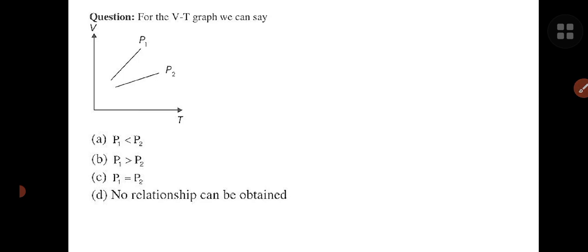For the V-T graph, we can say the pressure: Option A, P1 is less than P2. Option B, P1 is greater than P2. Option C, P1 is equal to P2. Option D, no relationship can be obtained. Let's see how to solve this problem.